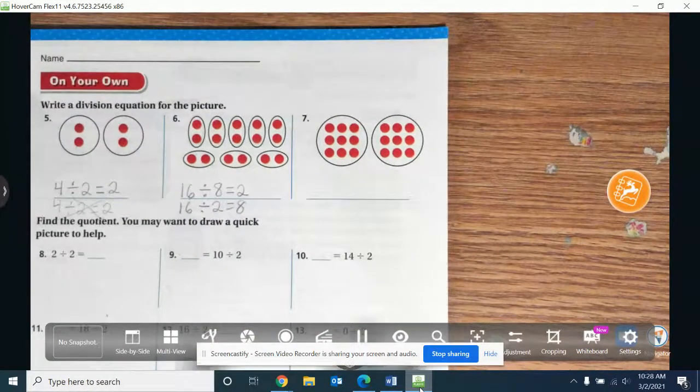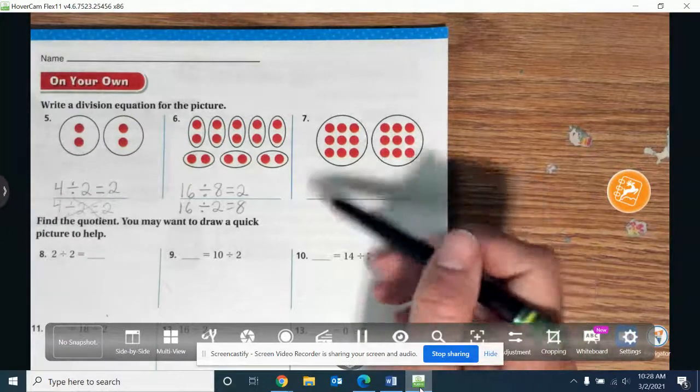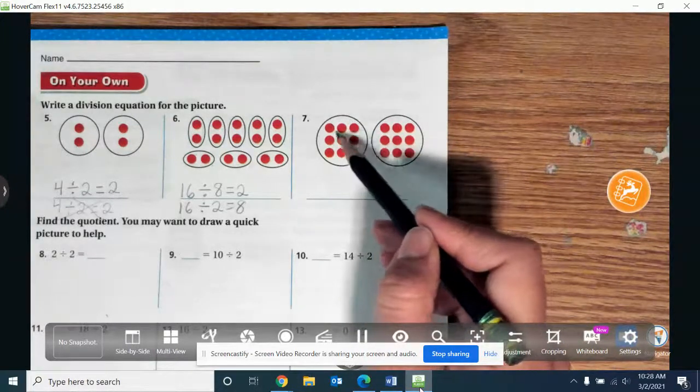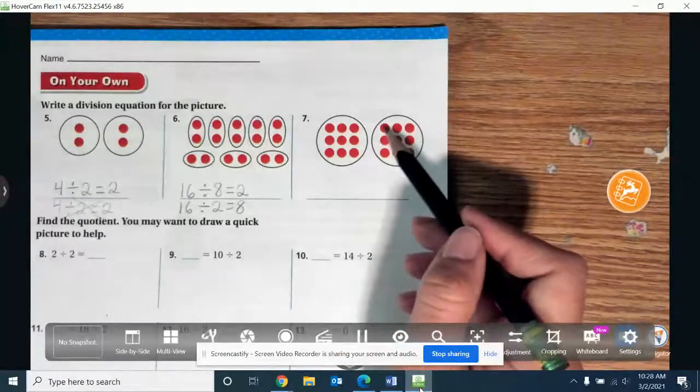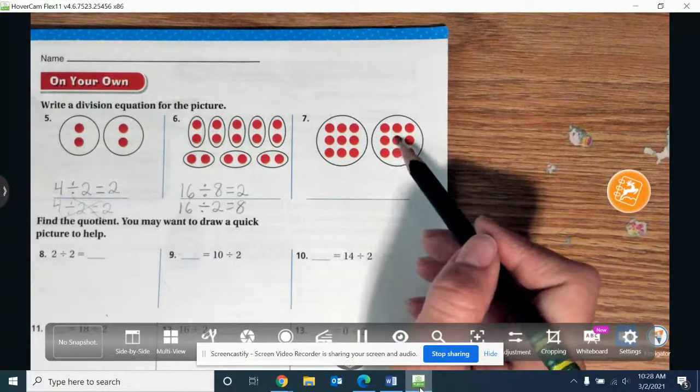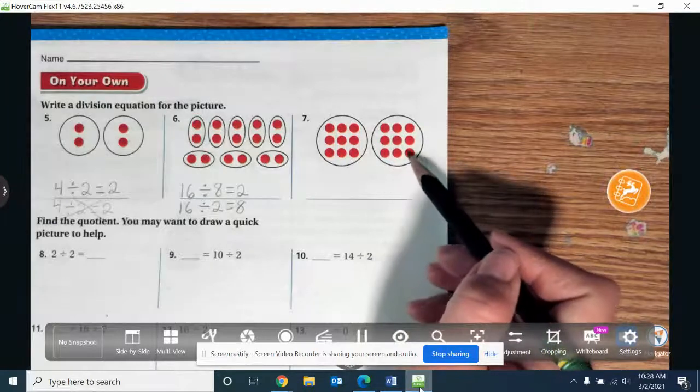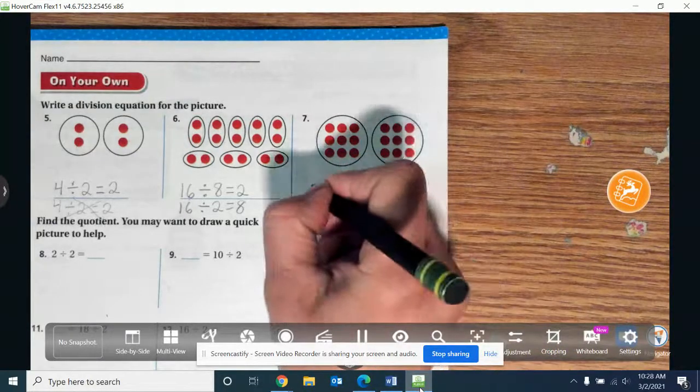Number 7. Write the total. 1, 2, 3, 4, 5, 6, 7, 8, 9, 10, 11, 12, 13, 14, 15, 16, 17, 18. Total.